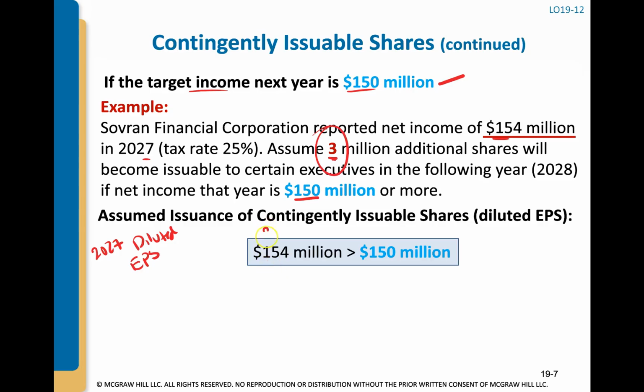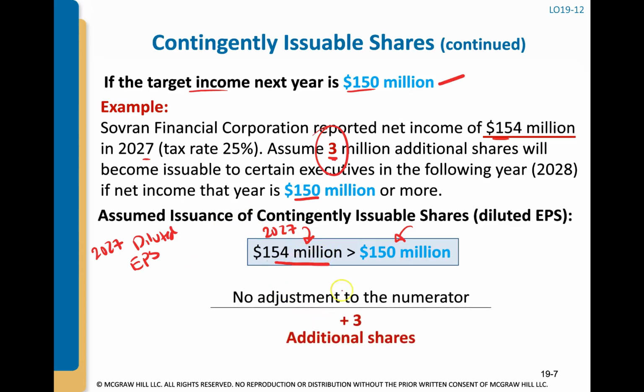So we're told in 2027, the company has $154 million net income, and the target for 2028 is 150. And because 2027 already met that criteria, we assume that it will also meet it in 2028, and therefore that additional 3 million shares will be included in our 2027 diluted earnings per share calculation. When we're talking about these contingent issuable shares, there's no adjustment to the numerator.